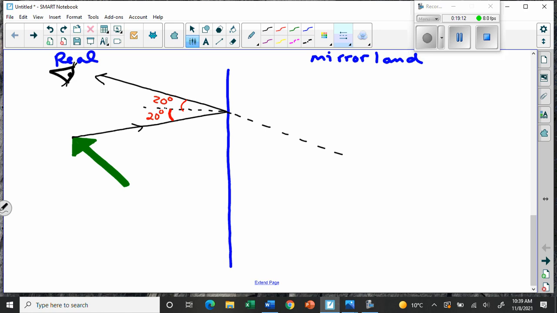So we can take our ruler and draw this line all the way back, like that, nice and straight. This is where the line of the ray of light appears to have come from, because the eye does not understand that there was a mirror in the way. It just thinks there's nothing in the way, and the light just came straight from that direction.